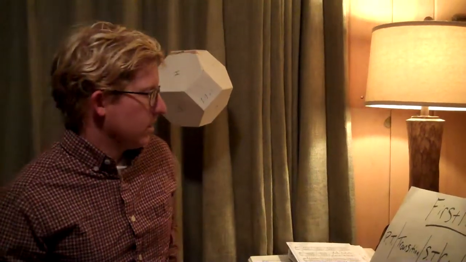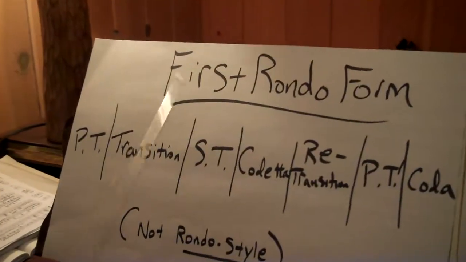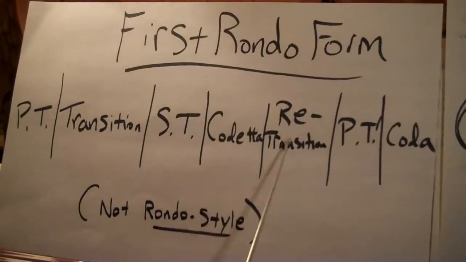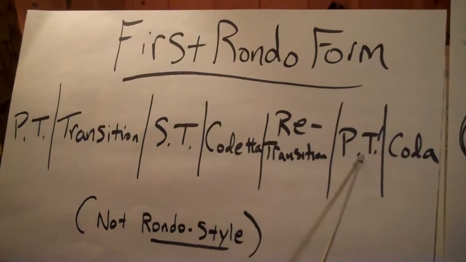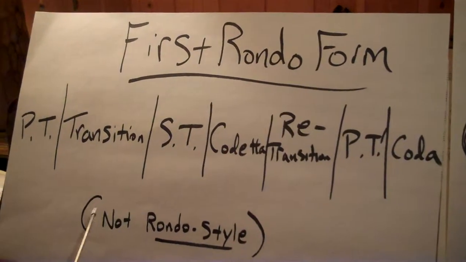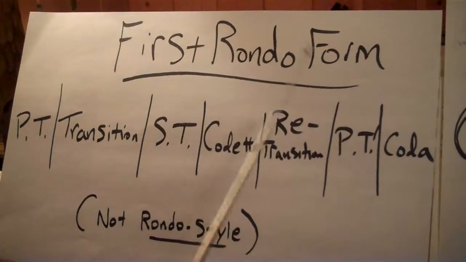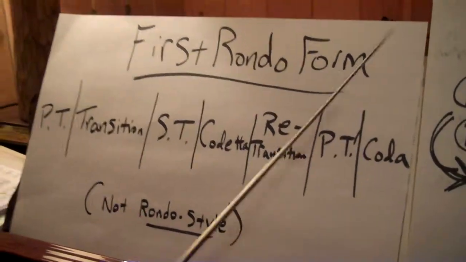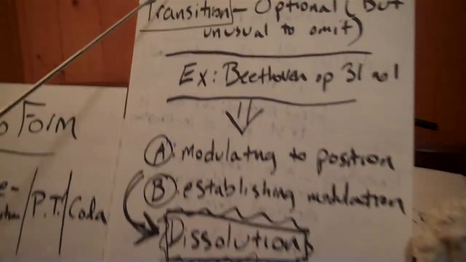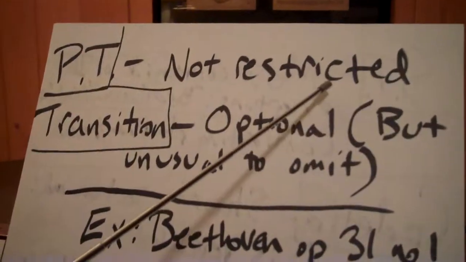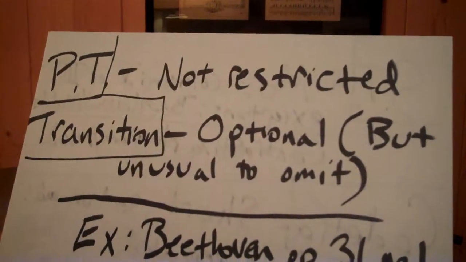This will begin a look at the three rondo forms, beginning with first rondo form. Here's an overview of the form: principal theme, transition, subordinate theme, codetta, retransition, principal theme prime, and coda. Now the rondo form is different than the rondo style. Rondo style is usually animated, whereas the principal theme is not restricted to a particular style, so they're not the same.